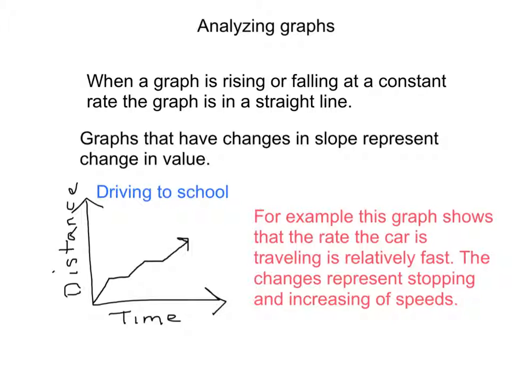But every time you see a change, so right here, or right here, or right here, this is telling us that there's a change in speed. They could be stopping, they could be slowing down, it could be a red light, a stop sign, or they could be stopping to pick someone up. But these are changes because they stop and then they continue going again, so they have to pick up that speed.